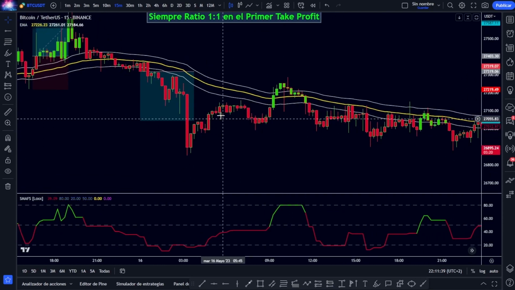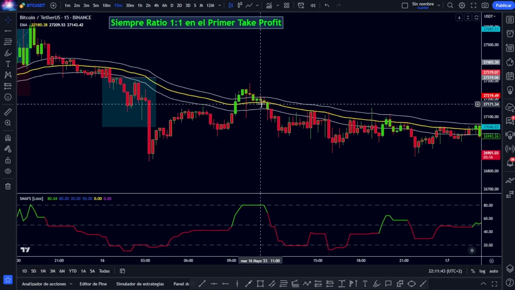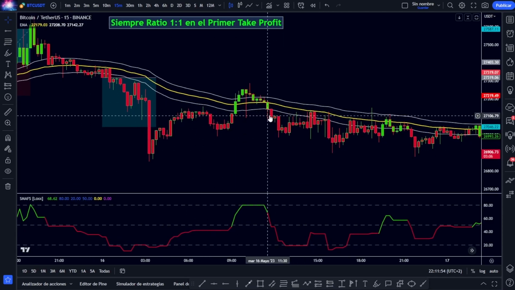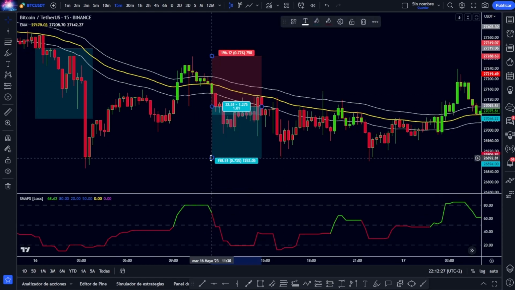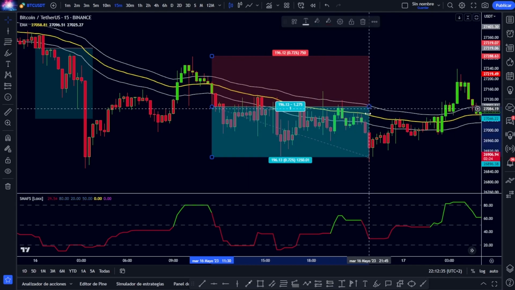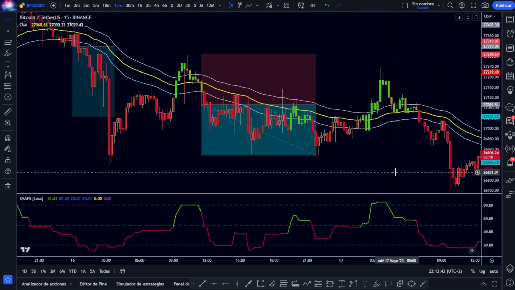For example, here we have again another pullback. In the middle of this great downtrend, again we have this red candle that crosses after bouncing, and at the bottom is also the indicator in red, stop loss at the previous highs and first take profit in ratio 1-to-1. As you can see, after a while we are back in positive.